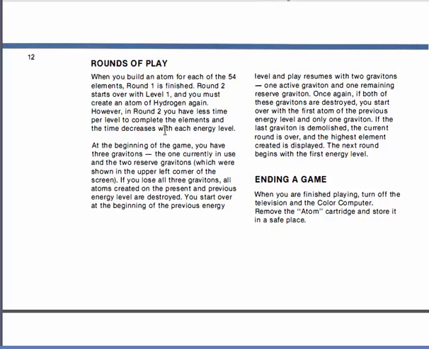Rounds of play. When you build an atom for each of the 54 elements, round 1 is finished. Round 2 starts over with level 1, and you must create an atom of hydrogen again. However, in round 2 you have less time per level to complete the elements.